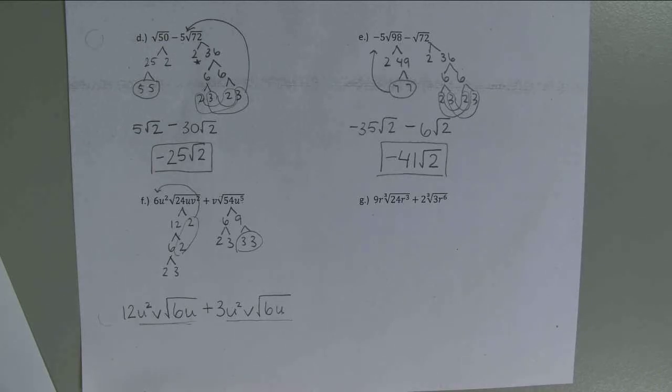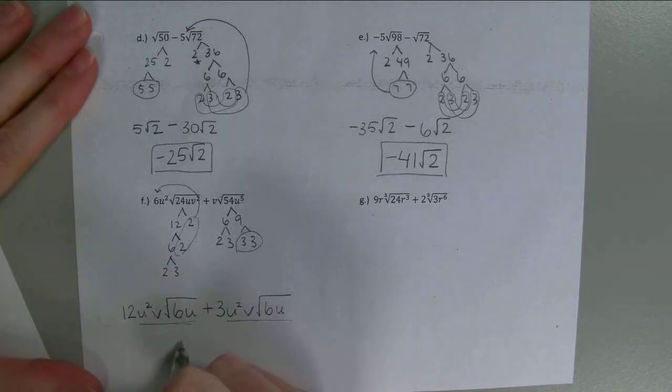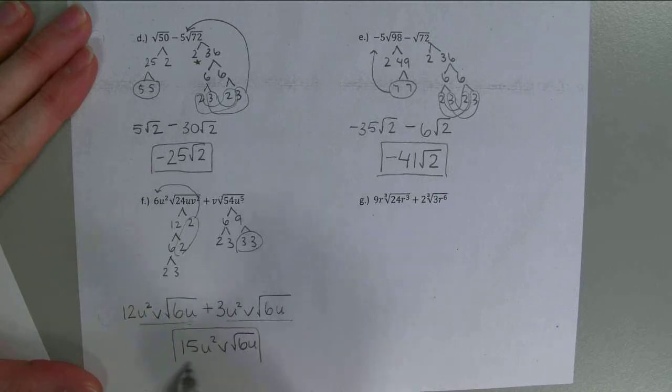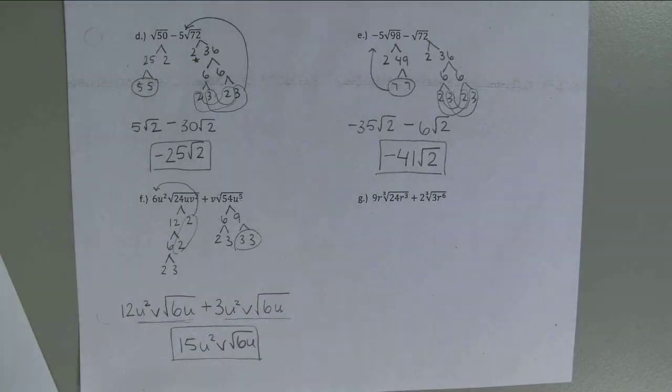So what's 12 plus 3? 15. So your final answer is 15 what? 15 u squared v square root of 6u. How ugly can that be? 15 u squared v square root of 6u. But you guys did it. At first they didn't look like they were alike, and sometimes they won't be. You'll break them down, and they won't be. You just leave them as is, but you always have to break it down.